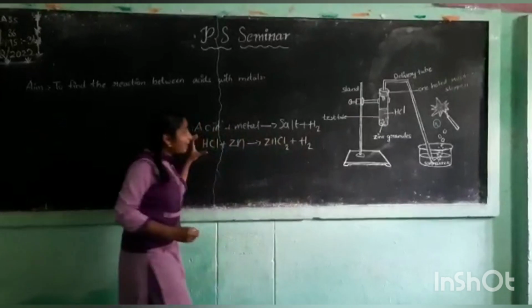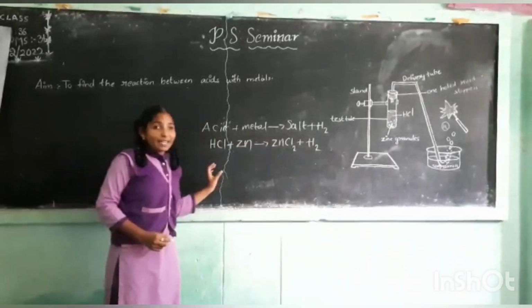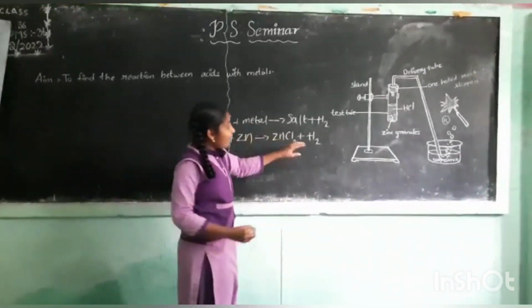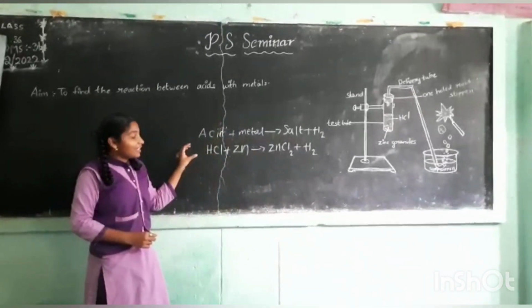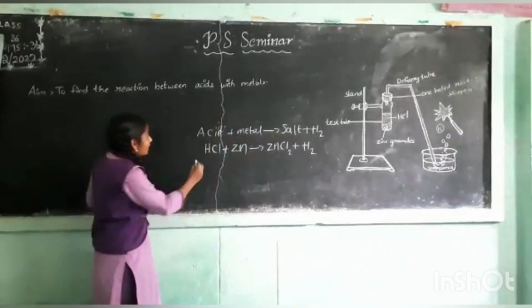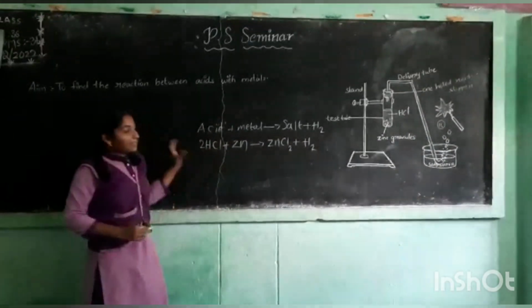But you should not leave this equation as it is. We must balance the equation, right? Here in the RHS, there are 2 hydrogen atoms, whereas in the LHS, there is only 1 hydrogen atom. Just add 2 here, then it is completely balanced.